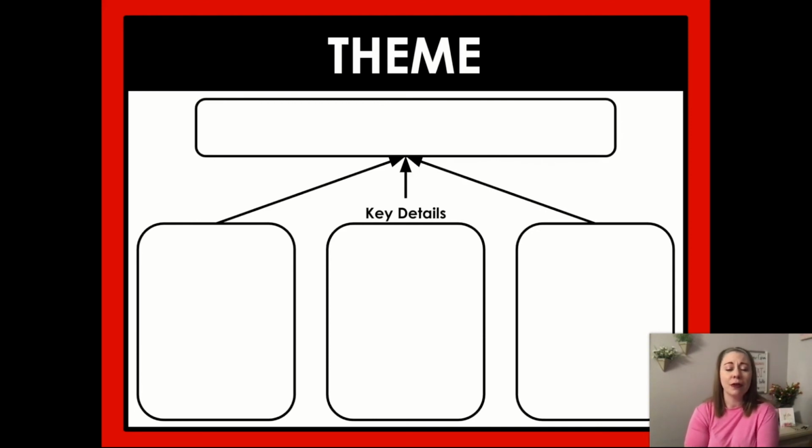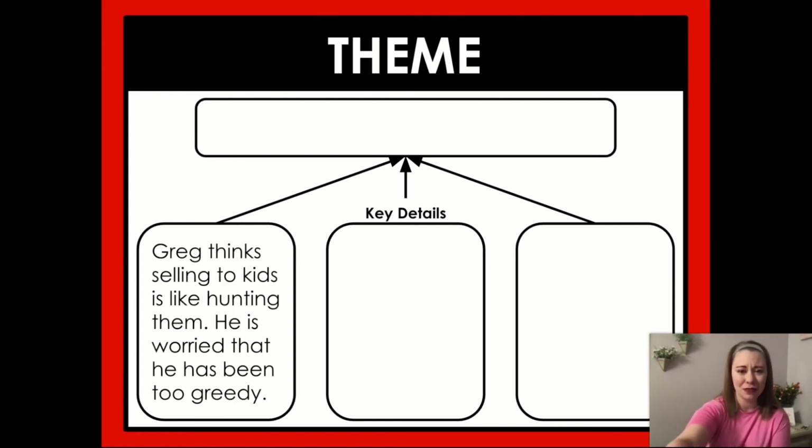So in order to do this, we want to think about how has Greg's opinion on money changed? And so I am going to use some key details from the text to help me determine the theme. So I'm thinking back in the story to what are some important things that have happened, some key details that show how Greg's opinion about money has changed.